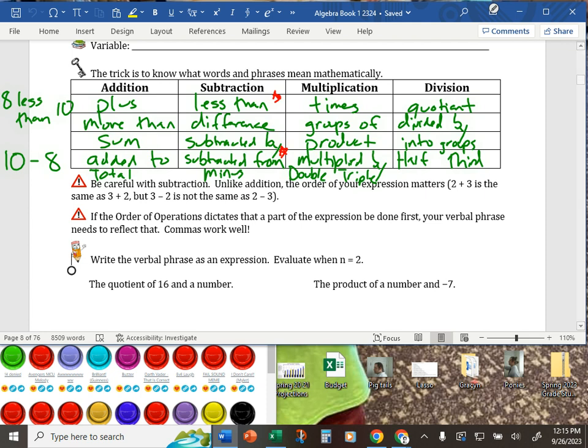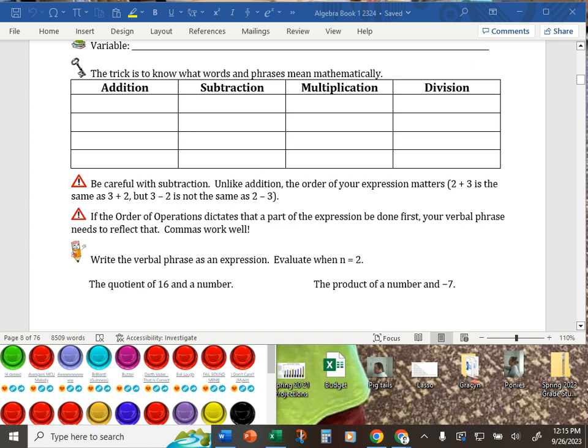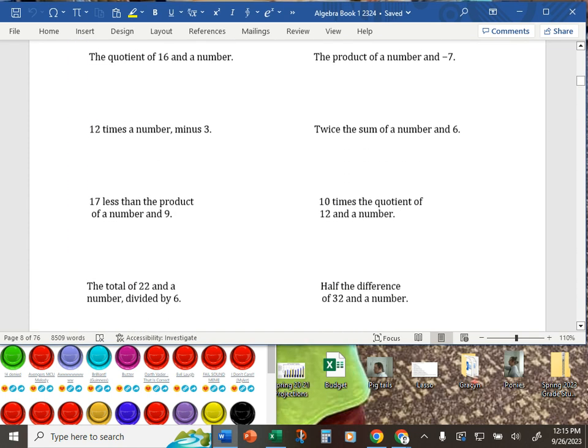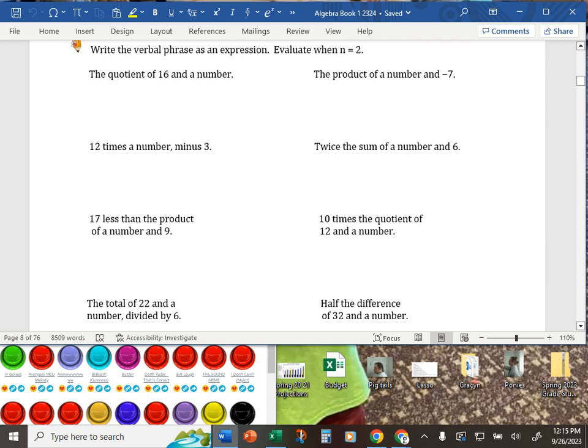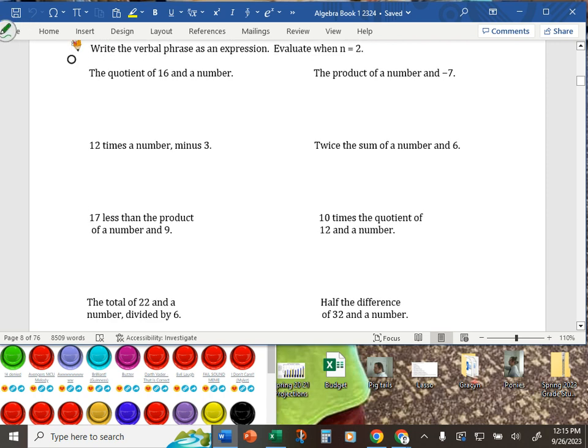Okay. Let's get down to the practice work here. Basically, you are given this verbal phrase. You are writing it as an expression. And then don't skip out on the evaluation part. Evaluate when n equals 2. So all of these contain a variable. You need to write the expression and then evaluate that expression when you plug in 2 for said variable.